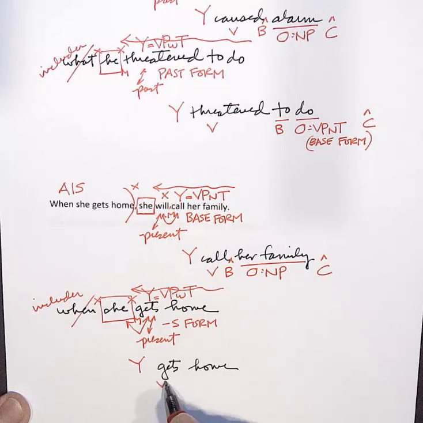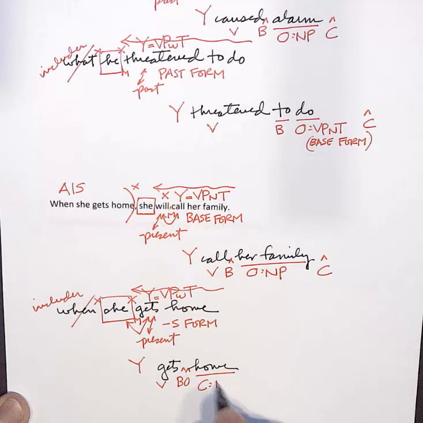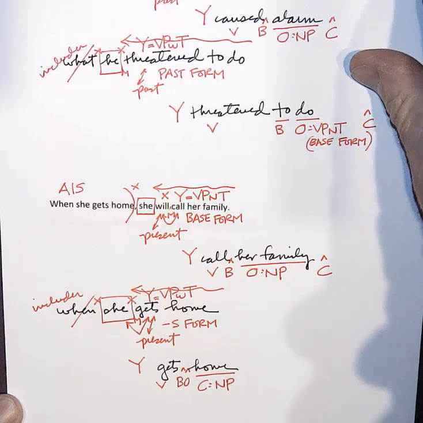Gets is the verb. No particle. Home, and also no object. And home is the complement. It's a noun phrase. Because get, it's not the same idea as get coffee. Then coffee would be the object. But get home really means arrive home. So there's no object here. It's just a complement, the place. Okay, stop the video. Take a look at the next one and come back.